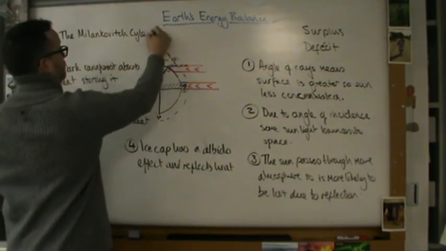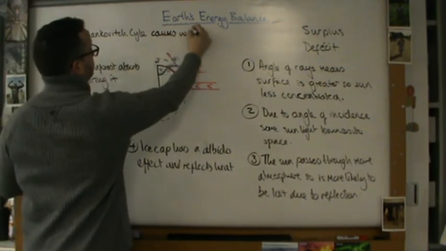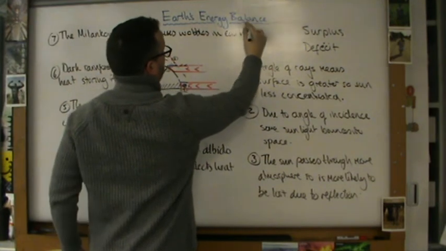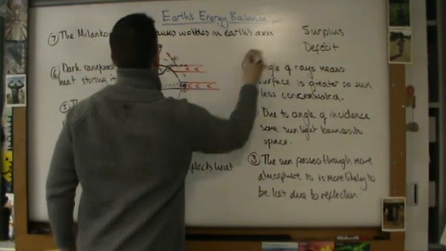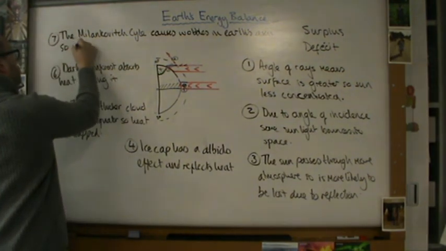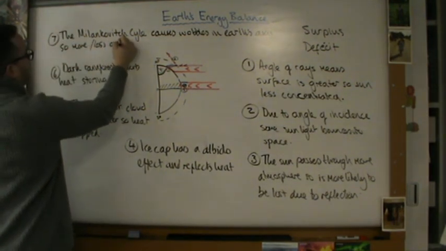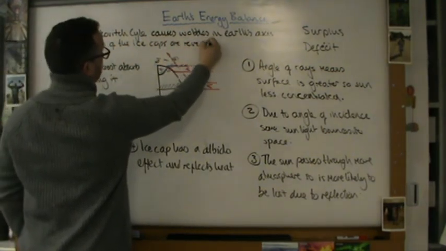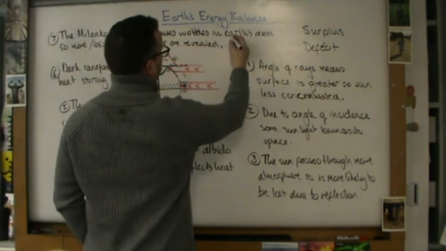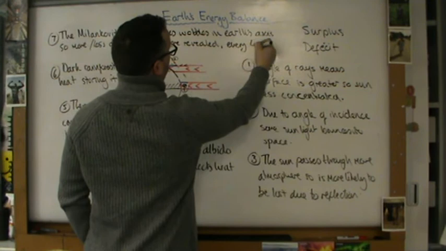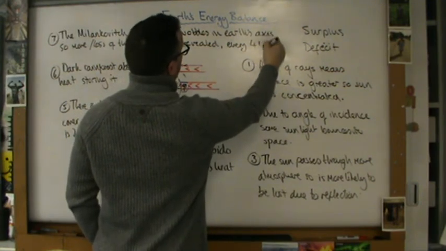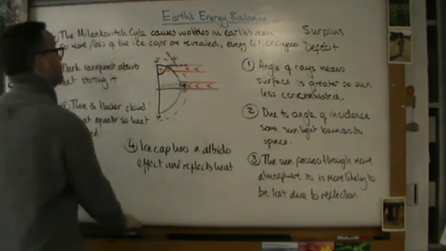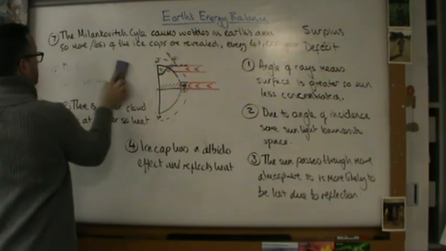So the Milankovitch cycle causes wobbles in Earth's axis. So more or less of the ice caps are revealed. This happens roughly every 42,000 years. I've run out of space slightly, so I'll just take this label away.